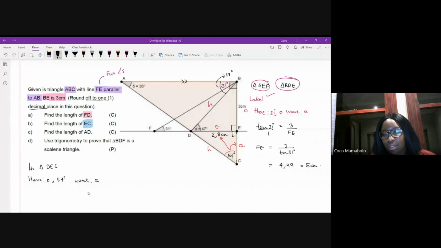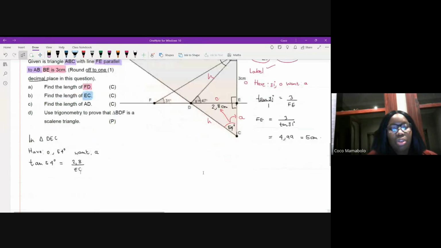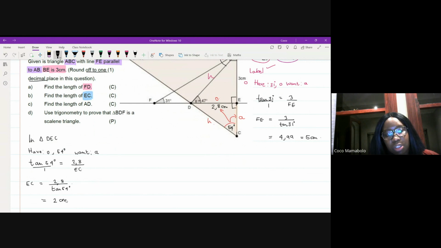The answers are looking a little weird, guys. Let's look at our equation. I'm going to use tan of 54 degrees is equal to opposite, which is 2,8 over adjacent, which is EC. No, I'm the one who's calculated wrong here. If I cross multiply, EC is going to equal 2,8 over tan of 54 degrees. 2,8 over tan of 54 is equal to 2,0343, which means just 2 centimeters. That is the length of EC. So the length of EC over here is 2 centimeters.